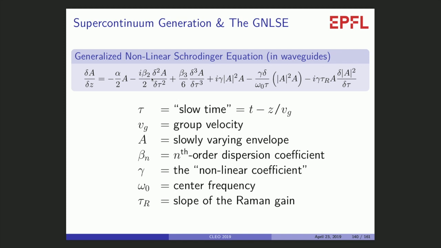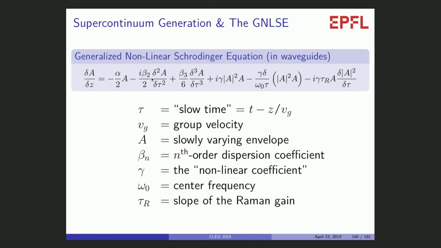This equation can model supercontinuum and can capture most of the effects that are known. So the effects are soliton formation with beta 2, dispersive wave formation with beta 3 and higher order terms. Then it also describes the observation of the Raman self-frequency shift with the last term. And then you have this term here that's called the shock term. This shock term is particularly important for very, very short pulses.